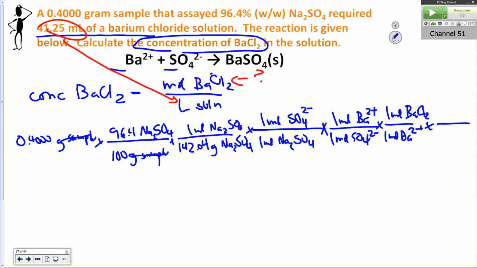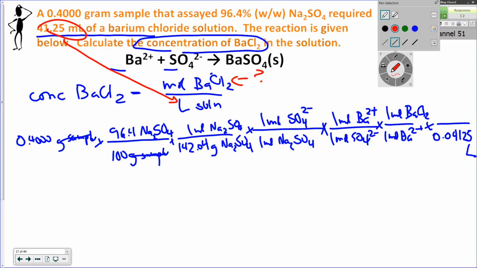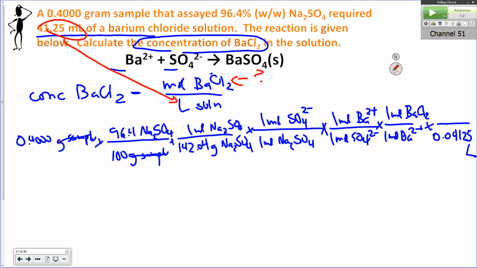Now I simply just need to divide by the volume of solution in liters. Make sure you've got it in liters. Just to follow my units, grams and grams canceled out. That was grams of sodium sulfate, moles of sodium sulfate, moles of sulfate, moles of barium. We've got moles of barium chloride per liter of solution. That's the units I'm looking for to find the concentration. So whatever that comes out to.